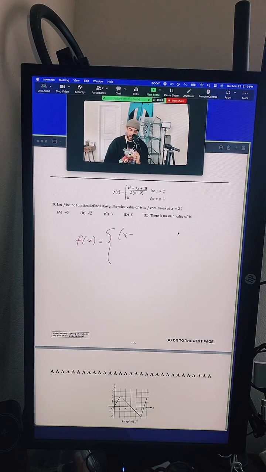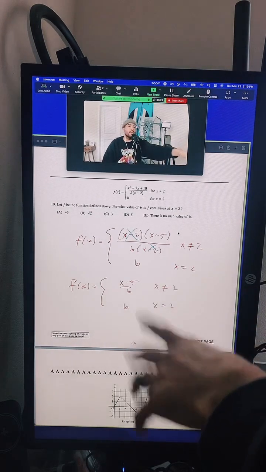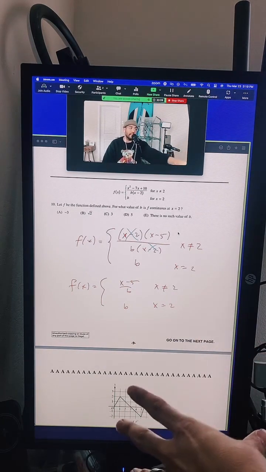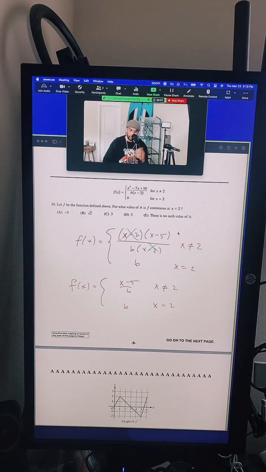This is going to become x minus 2, x minus 5 on top over b x minus 2. And then we have just the second function. The x minus 2's cancel out, and so now we have x minus 5 over b, and then we just have b for these functions. So they want this to be continuous, meaning that both of these functions have to be equal to each other when x is equal to 2. So all we're going to do is set them equal to each other, but we're going to make x equal to 2. So we're going to do 2 minus 5 over b equals b.